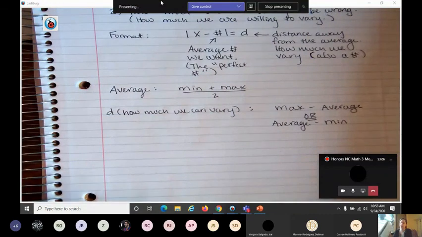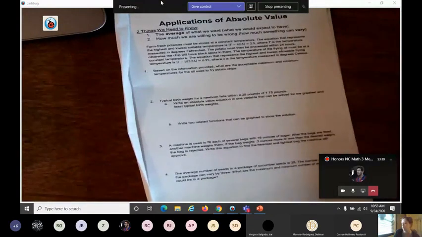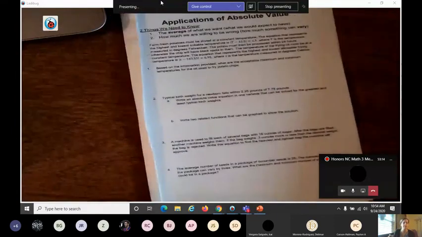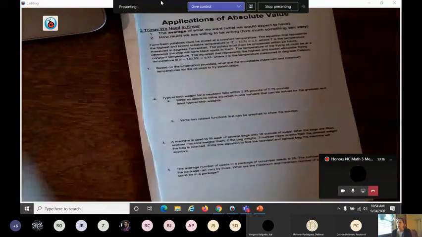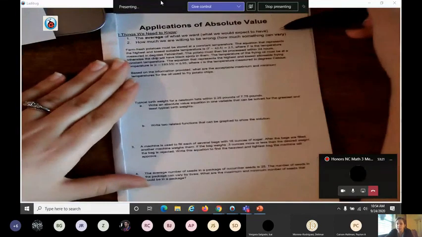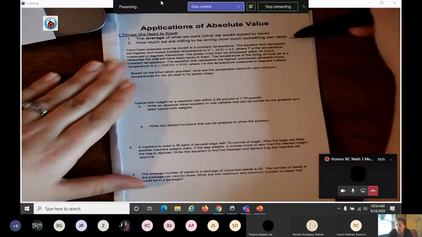Okay, so we're going to go ahead and start here. Sorry for my sloppy little book, but there it is. So we have reiterated up here the two things that we need to know, the average and then how much we're willing to be wrong, okay?